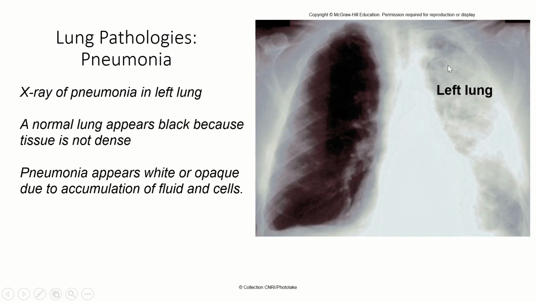If you get too much fluid built up in your alveoli, usually because of an immune response, you have pneumonia. This is what your lung is supposed to look like. It looks black because the tissue is mostly air. It's so not dense that it doesn't show up on an X-ray. The pneumonia shows up as this cloudy or opaque section. That's a very severe pneumonia, restricted to one lung, interestingly enough.